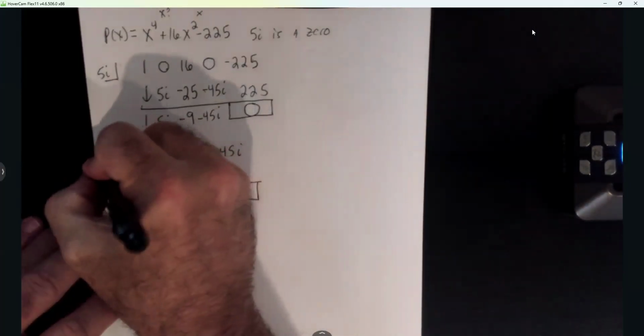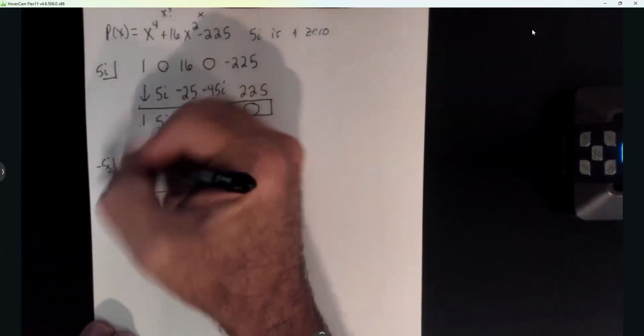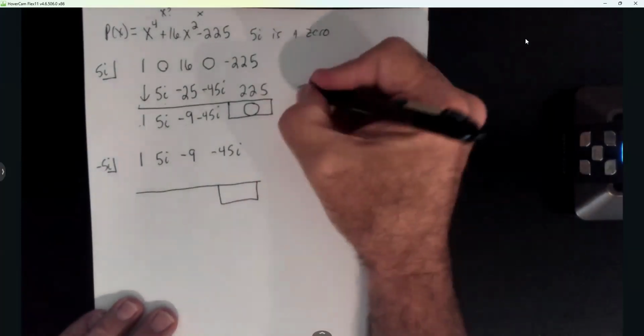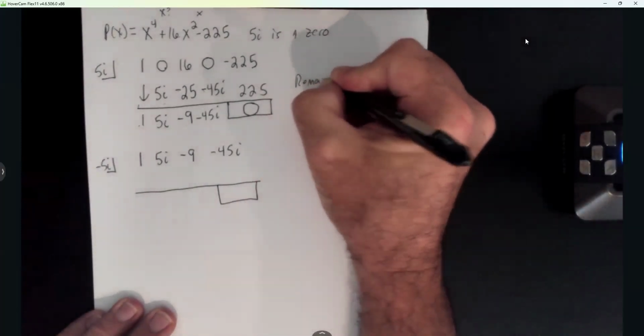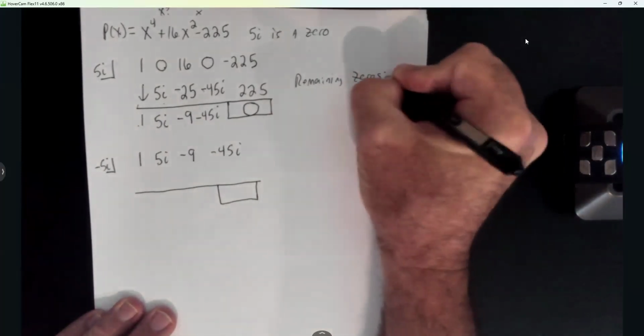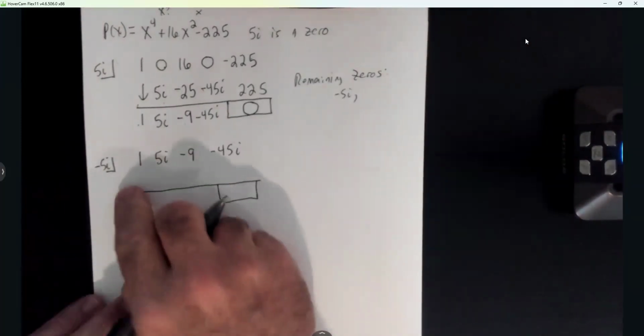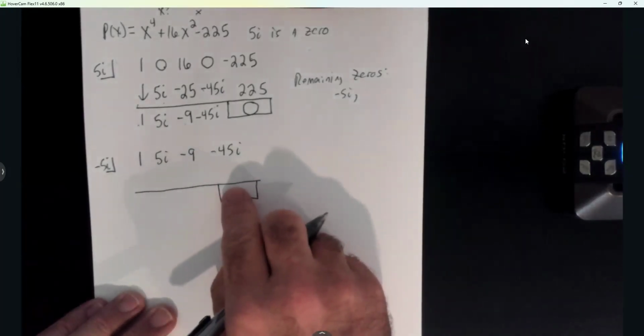Negative 5i, that's perfect. Because remember, 5i and negative 5i have to come in conjugate pairs. So the remaining zeros, I know for sure negative 5i is one of those. So when we go through here, we should get a 0, okay?